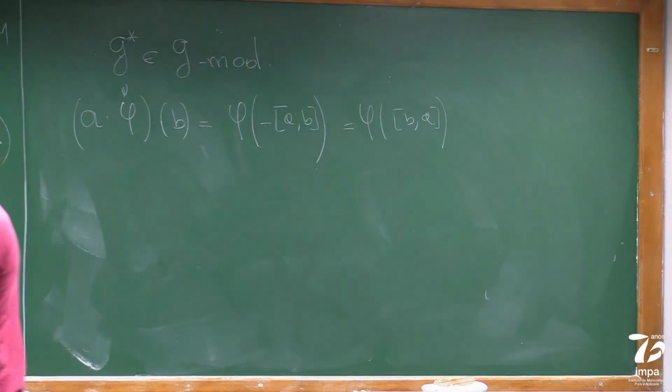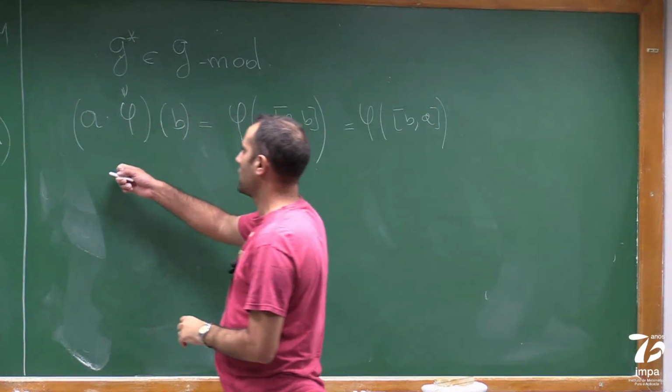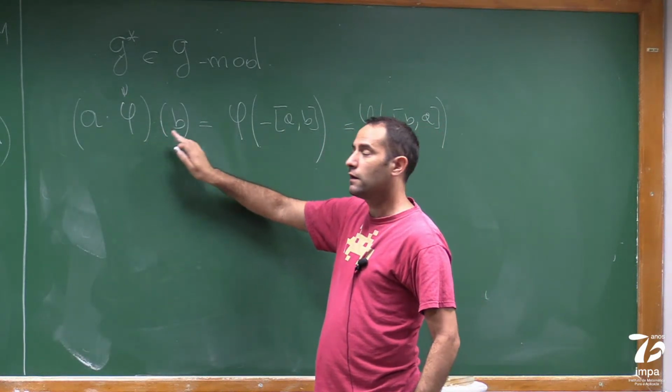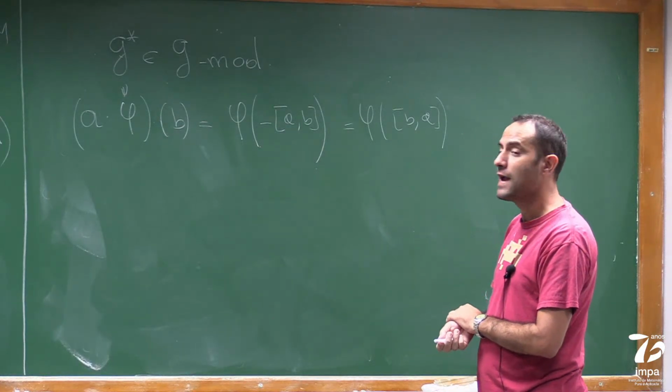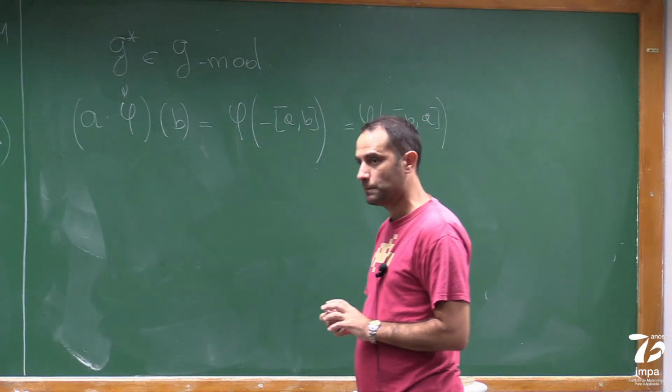And I claim that this is a representation. So you check that this defines an action of G acting on G star. I'll do this more generally later, but that's it. That this is a well-defined action of A on phi. It gives me a new guy that sends B to this thing. So that's a new linear function on G, and this satisfies the condition of being a representation.